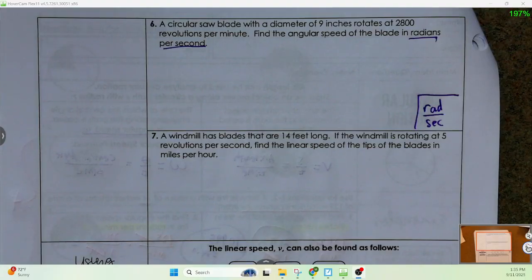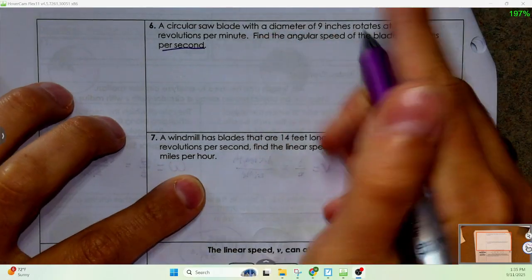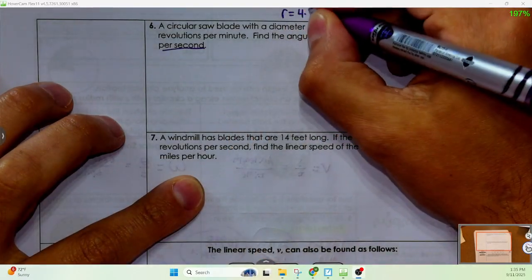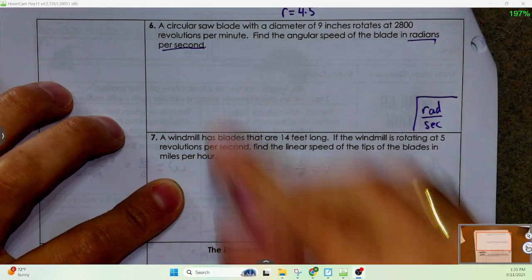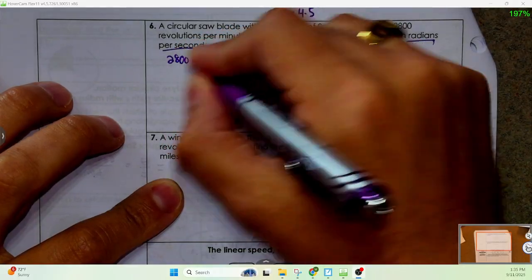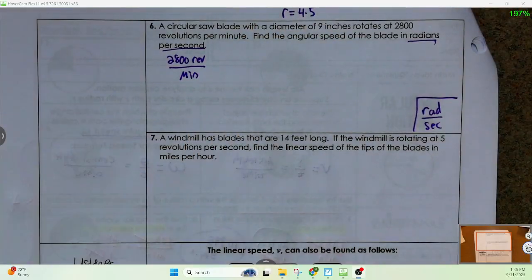Okay. So we have a circular saw blade of 9 inches diameter. But diameter is not really our thing. We're more into the radius, so that's 4.5 if you want that. And it goes at 2,800 revolutions per minute.